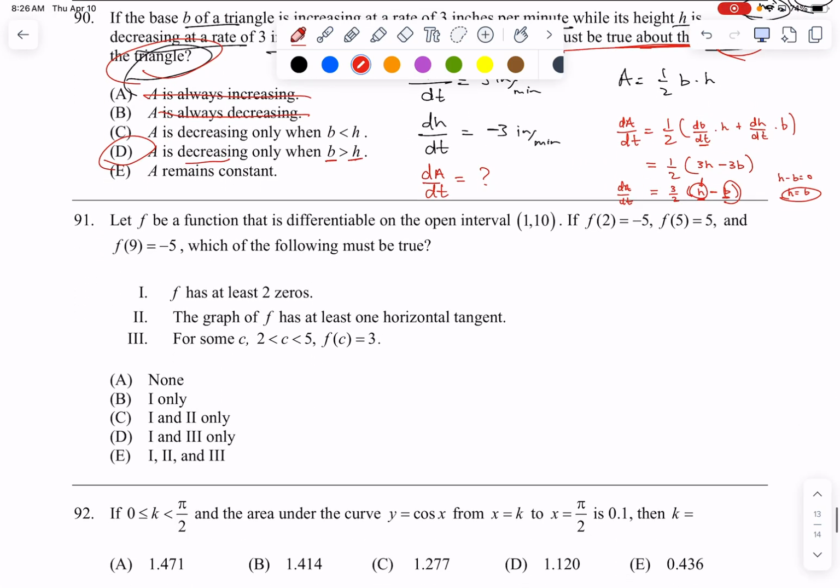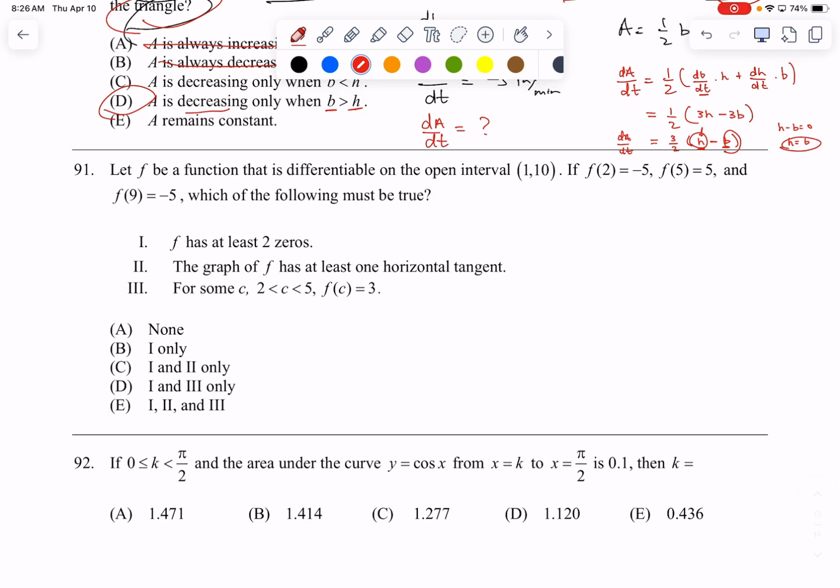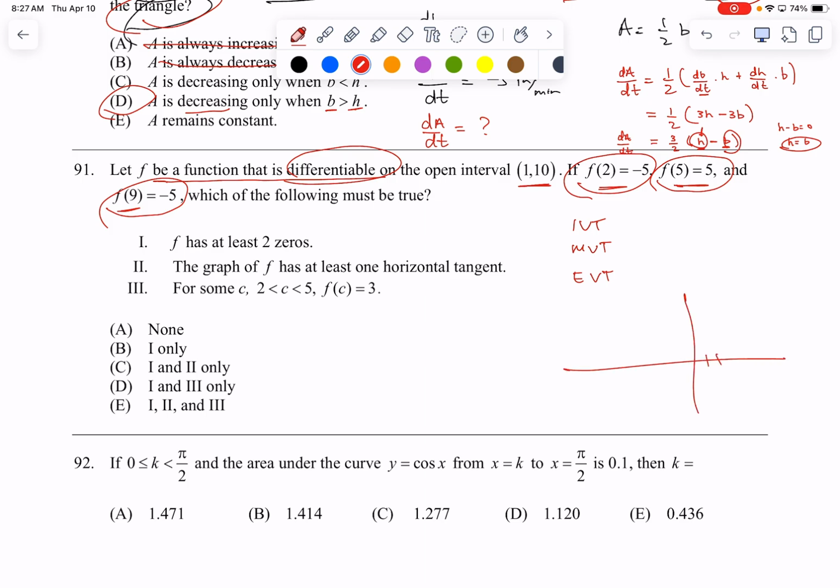All right, last problem, or last 2 problems. Let f be a differentiable function on the open interval from 1 to 10. Let f of 2 equals -5, f of 5 equals 5, and f of 9 equals -5. Let f be a differentiable function. This means IVT, MVT, and EVT apply. This gives you f of 2 is equal to -5, f of 5 is equal to 5, and f of 9 is equal to -5. Wow. Looks like this is going to be a problem where you're at -5. So at 2, you're at -5.